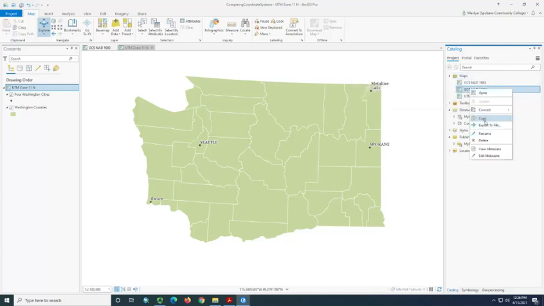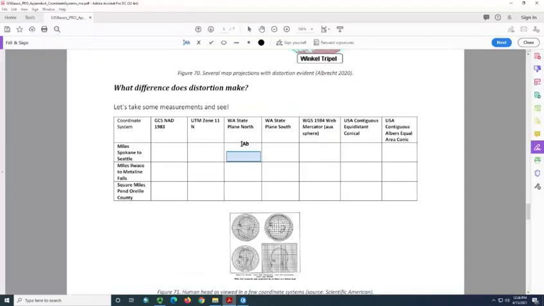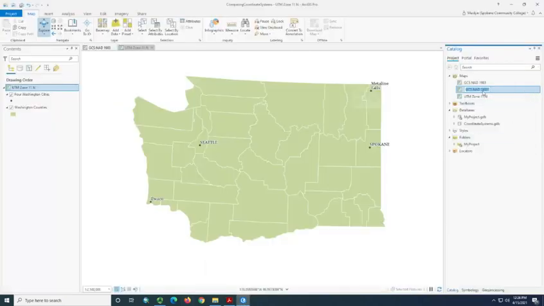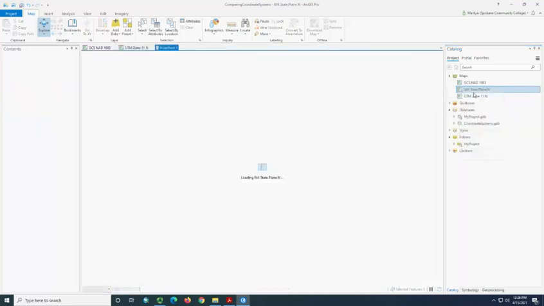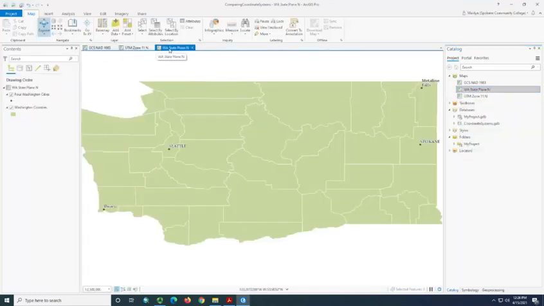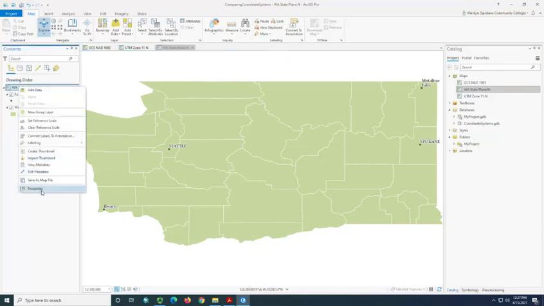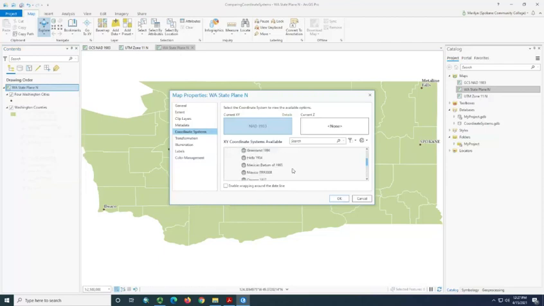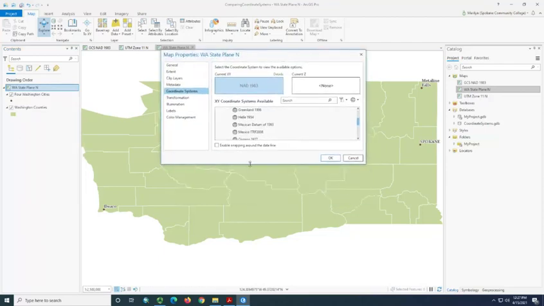Where are we going to make the next one? I think I said in here, Washington State Plane North. Okay, so let's go back to our project. WA State Plane North. Okay, enter. Okay, and so I'm going to go ahead and open this map. So we're just going to get tabs with a bunch of different maps in them. And I'm going to right click on the map, go down to its properties, and let's find state plane.